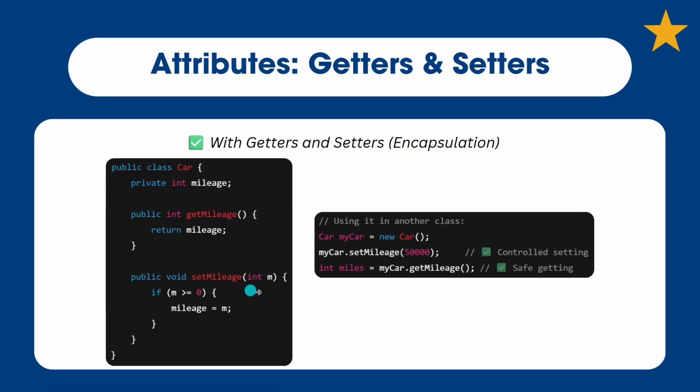If M, the input value, is positive, I will set the mileage value. If not, I'm not going to accept that as a valid value. This is going to protect your cars because your car shouldn't have negative mileage. There's no such thing as a car with negative 100 miles. Mileage is always a positive value. If your car went in reverse, that doesn't make the mileage go negative.